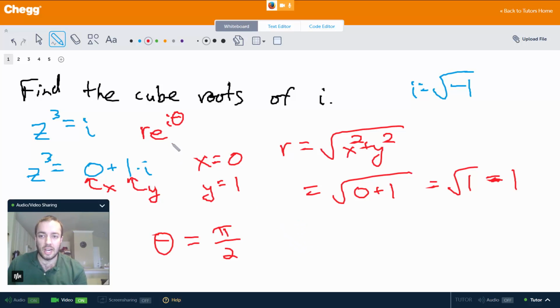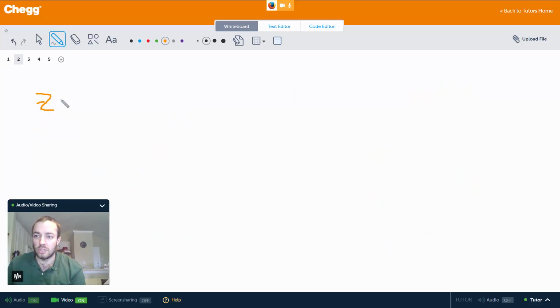So then re to the i theta, well, we just found out that r is 1 and theta is pi over 2. So if we rewrite our equation using this polar form, we have z cubed equals 1 times e to the i pi over 2. Okay, now how does that help us? Well, let's move on to the second page here. So we have z cubed equals 1 times e to the i pi over 2. Now what I want to do is something that might seem a little strange, but I will explain it.